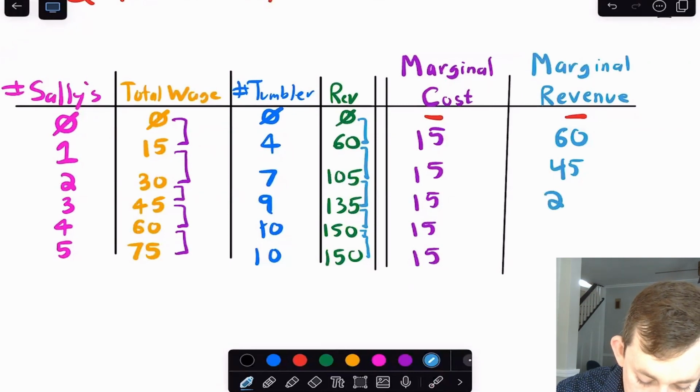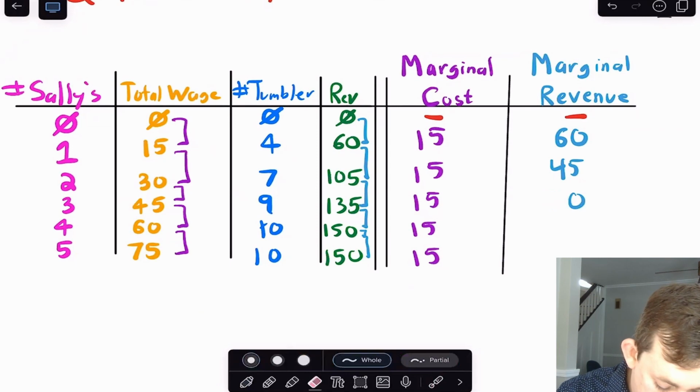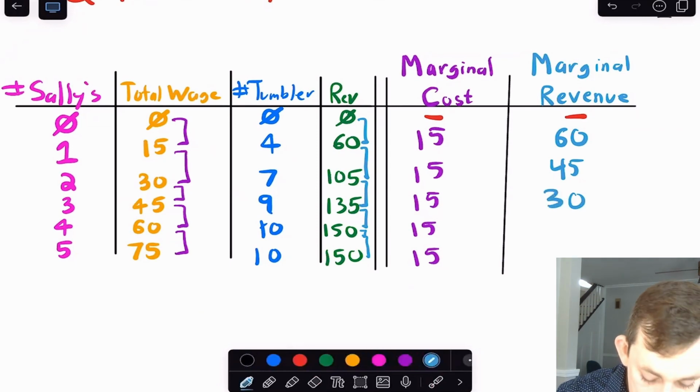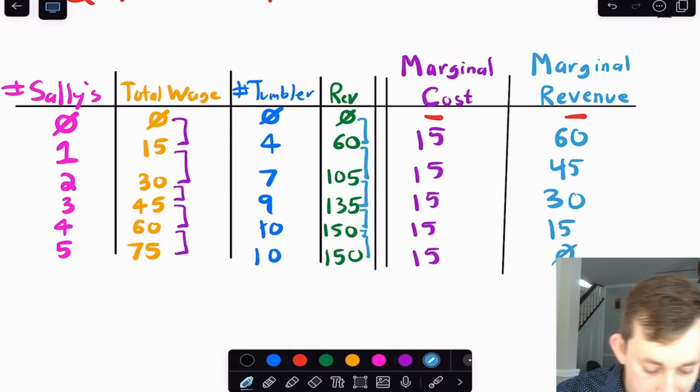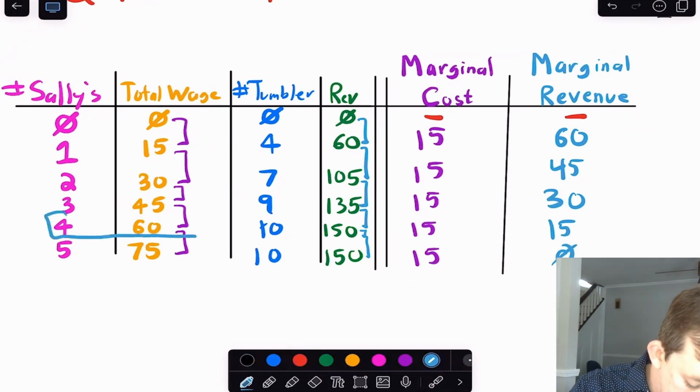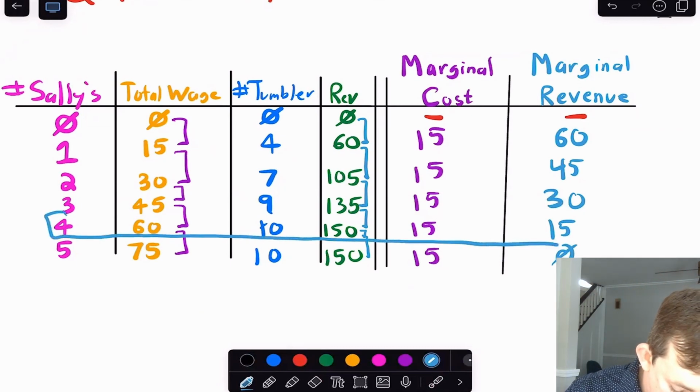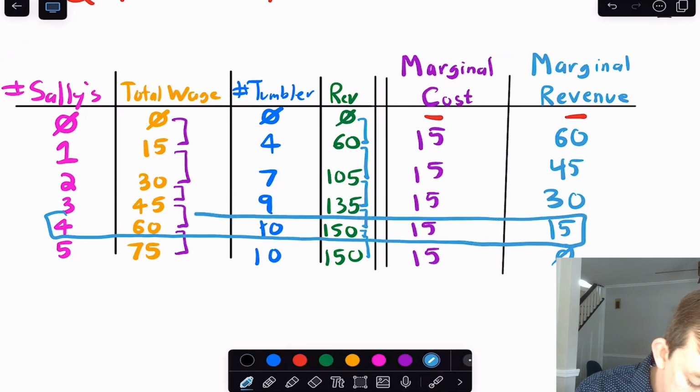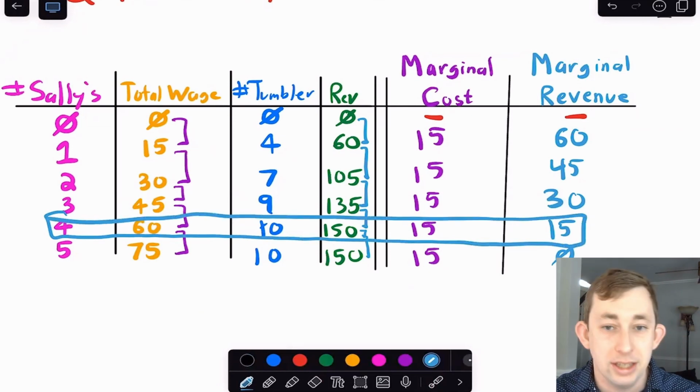Then we're going to get to 135, which is plus 30. Actually, let's make that 30 because I can do math. And then from 135 to 150 is 15. 150 to 150 is 0. So again, we're trying to equate marginal cost to marginal revenue, and that's going to happen right here when we hire 4 Sallys. So the number of Sallys we want to hire is 4.